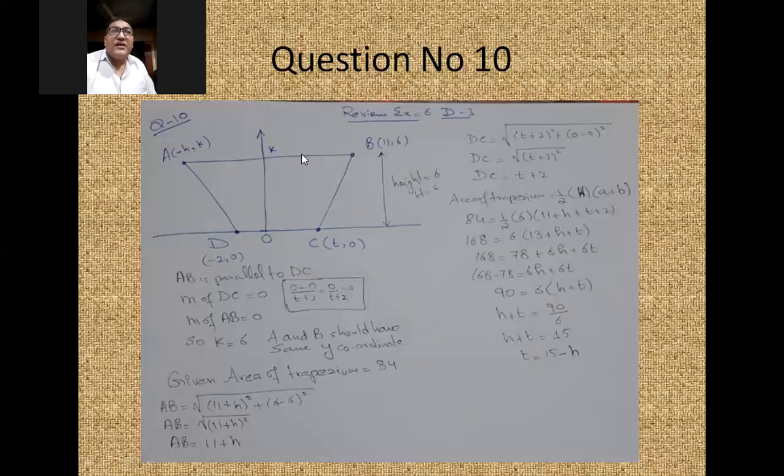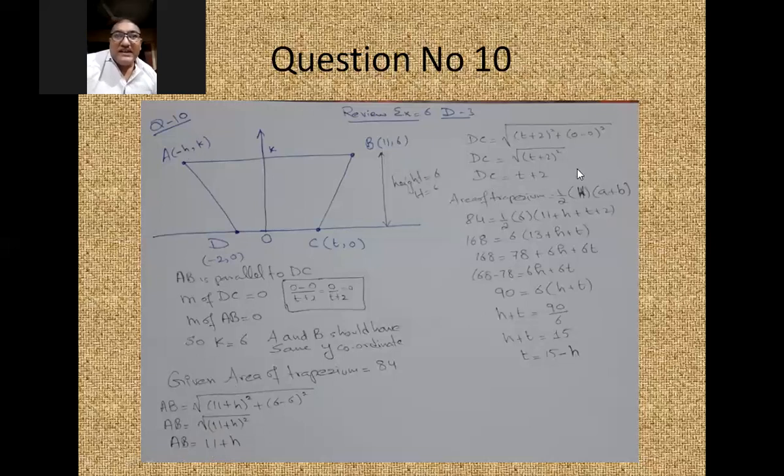I can apply the formula to find the length of the AB. The length of the AB will be the square root of (11 minus h) whole square plus (6 minus 6) whole square. This will be 0, and 0 square is 0. So the square and square root will be cancelled. So AB is equal to 11 plus h.